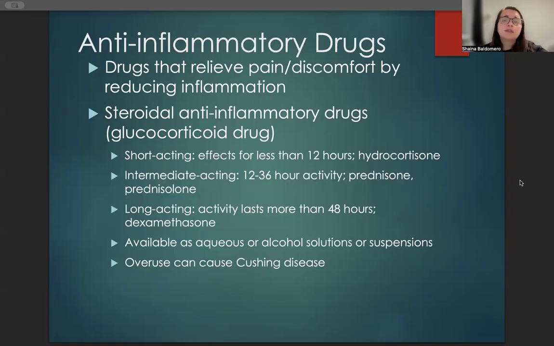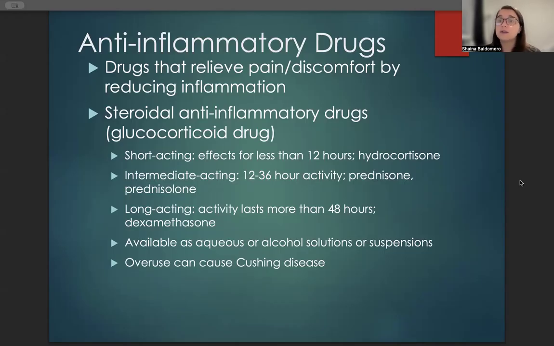So there's different types. For example, hydrocortisone, that's a short-acting steroid. There's prednisone or prednisolone, which is intermediate acting. Prednisone is what we use in dogs. Prednisolone is what we use in cats. Prednisolone is just a broken down version of prednisone, but cats cannot metabolize prednisone. So if you give them prednisone, it literally will do nothing. We have to give cats prednisolone in order for it to have the effect.